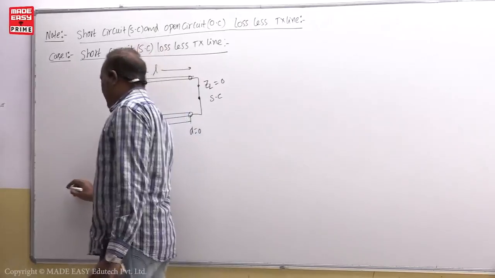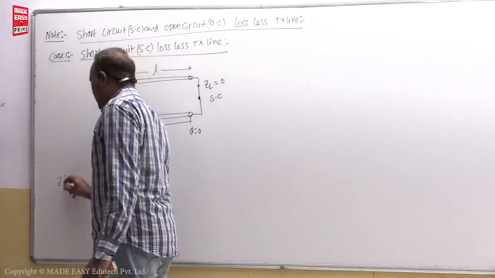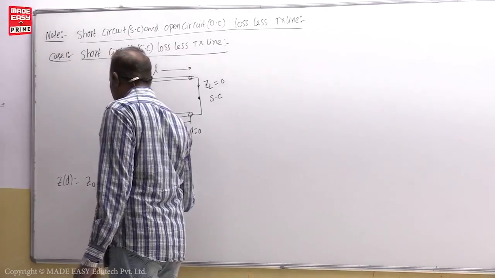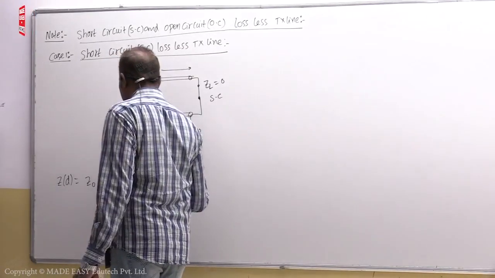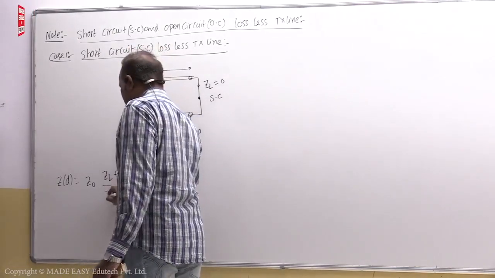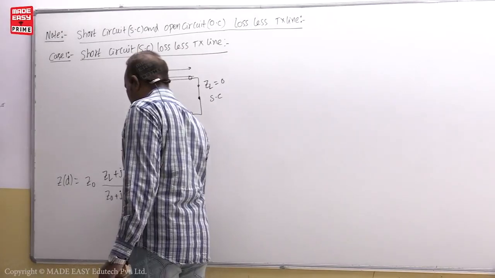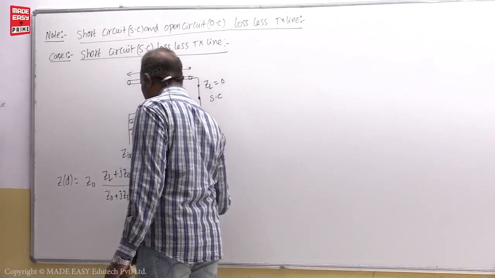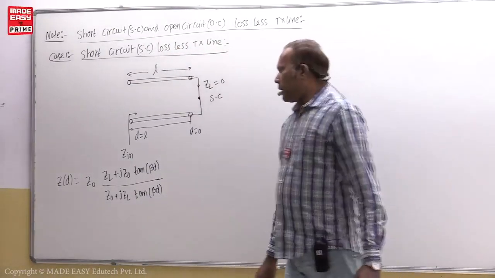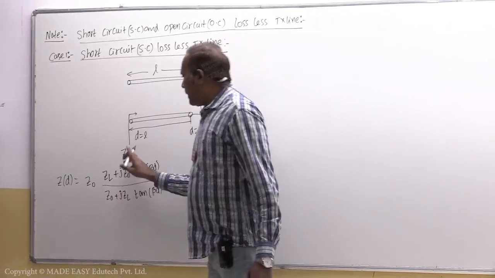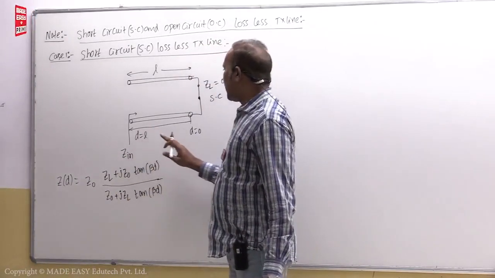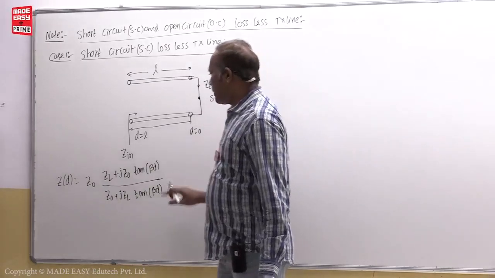Now for the lossless transmission line, Z of d is equal to Z0 into (ZL plus jZ0 tan βd) divided by (Z0 plus jZL tan βd). Here at d distance, that is the equation. Now we have to substitute d is equal to L, and also ZL is 0.